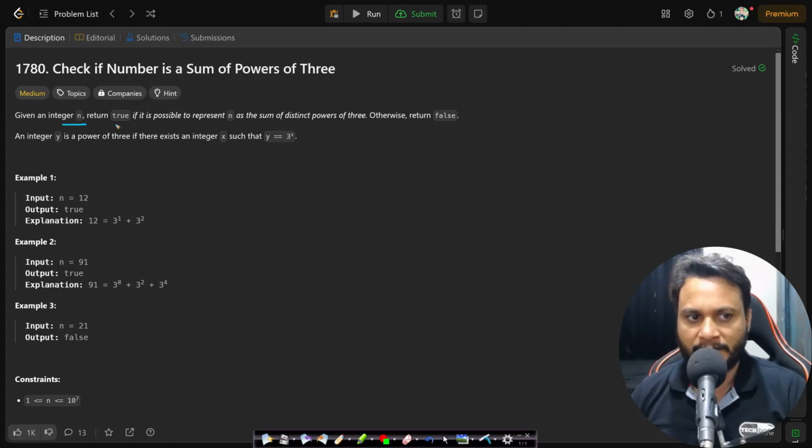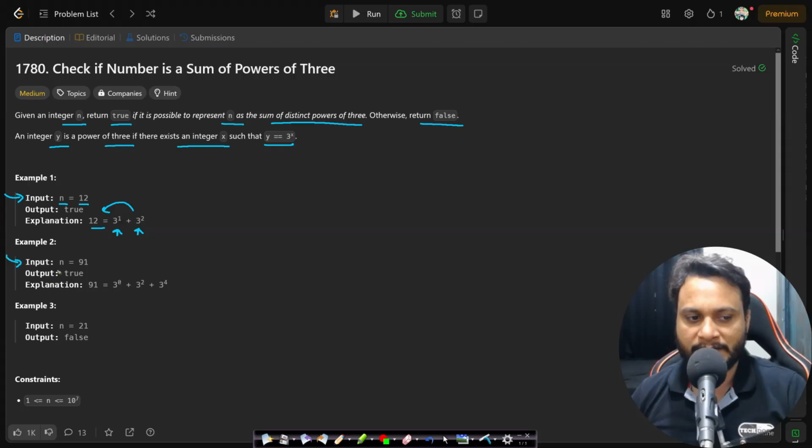Given an integer n, return true if it is possible to represent n as the sum of distinct powers of 3, otherwise return false. An integer y is a power of 3 if there exists an integer x such that y equals 3 to the power of x. Now if you look at the first example where n equals 12, we can represent 12 as 3 to the power of 1 plus 3 to the power of 2, which gives us 12, right?